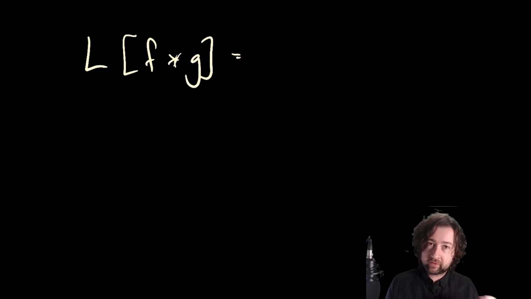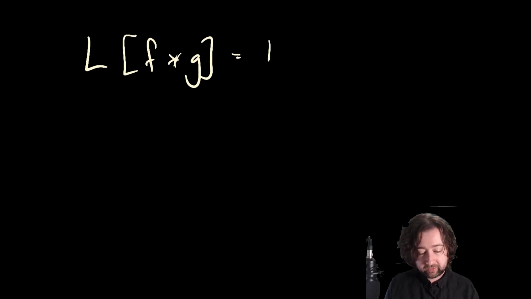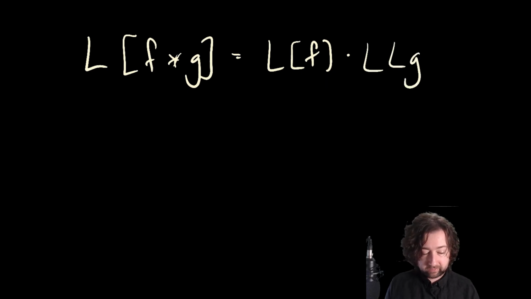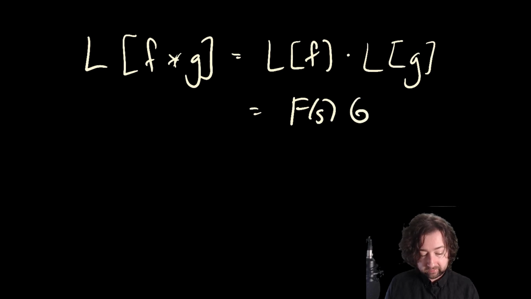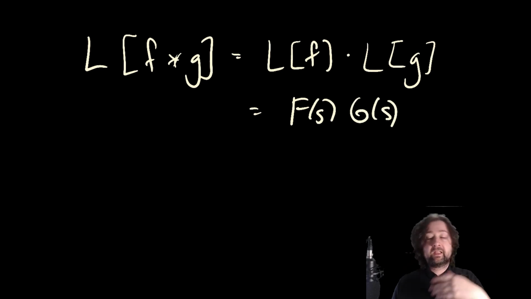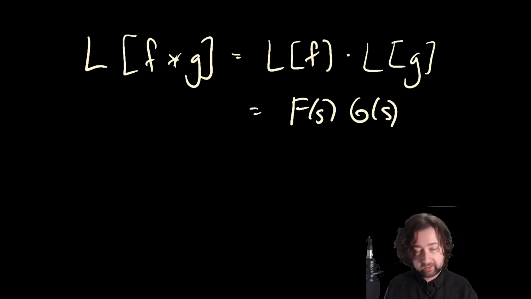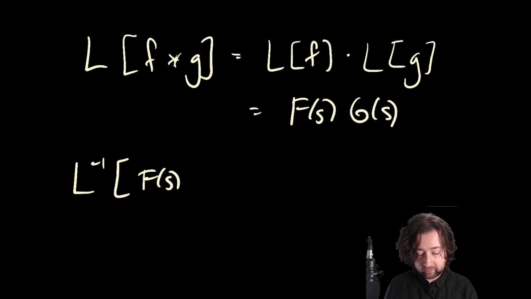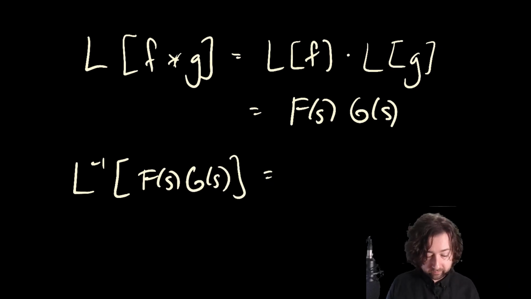So the convolution theorem for Laplace functions says the Laplace transform of f convolved with g is the Laplace transform of f multiplied by the Laplace transform of g. Or more typically, F of s, G of s. And then since every Laplace transform formula comes with an inverse formula, it's also the case that the inverse Laplace transform of a product is a convolution.